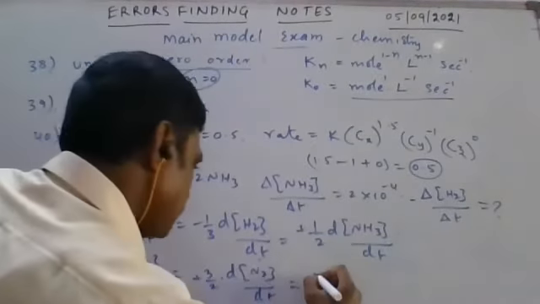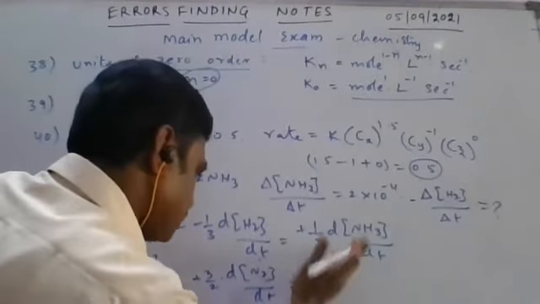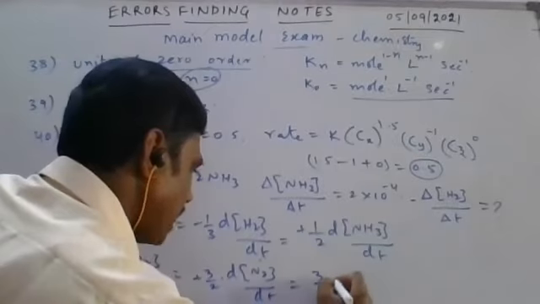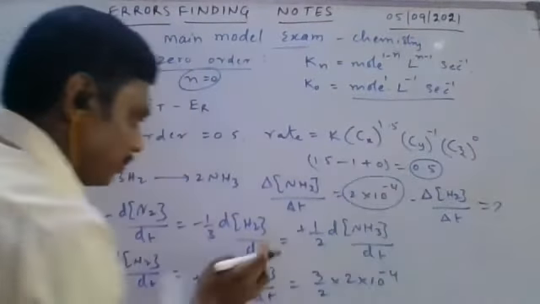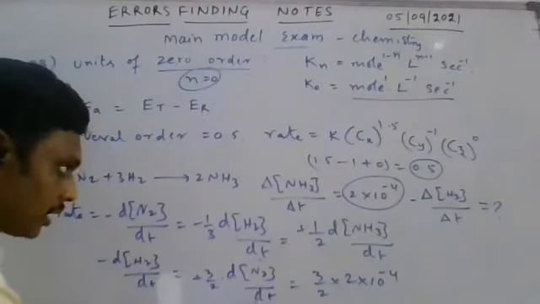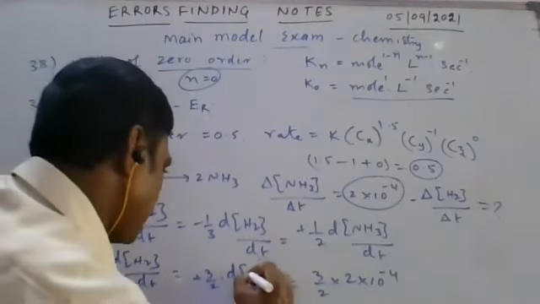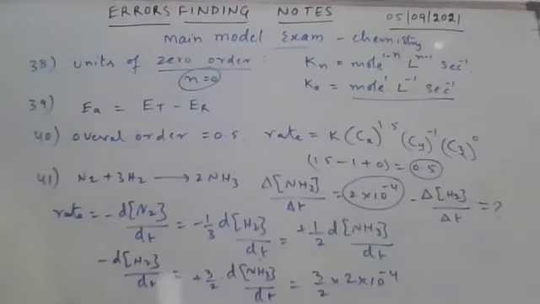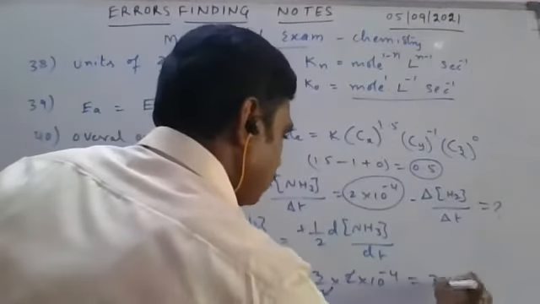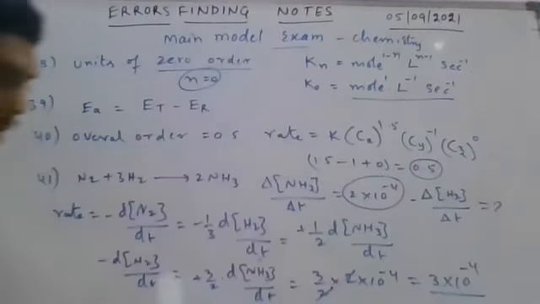Here this is given as plus 3 by 2 into 2 into 10 to the power minus 4. This is the value, d of NH3 by dt is 2 into 10 to the power minus 4. Here the 2 cancels, and the final value is 3 into 10 to the power minus 4.